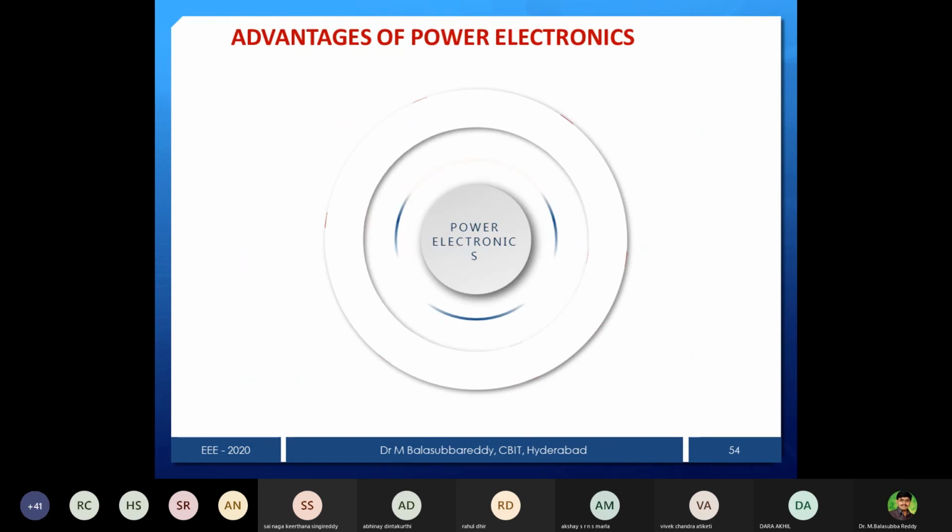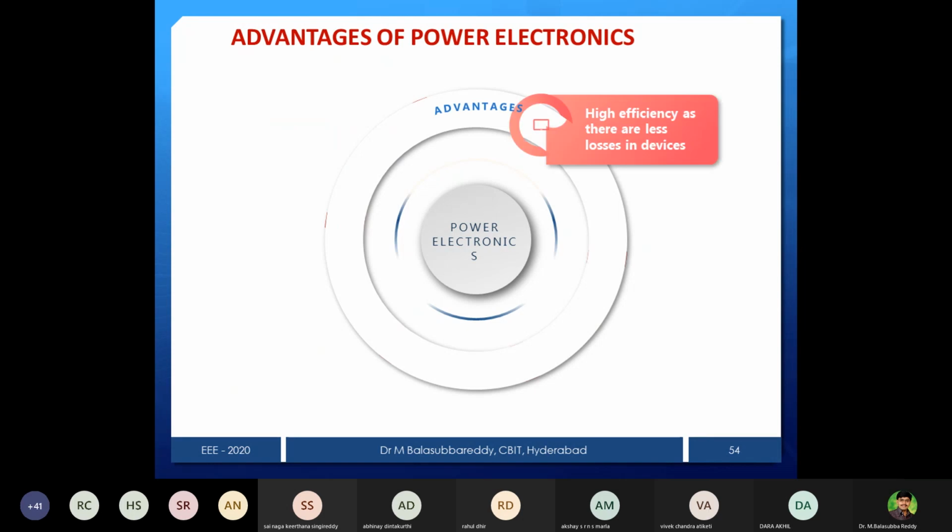You see the advantages of power electronics. There are a lot more advantages. I will show them one by one. There is high efficiency, as there are fewer losses in a device.